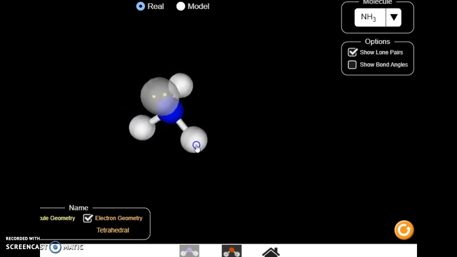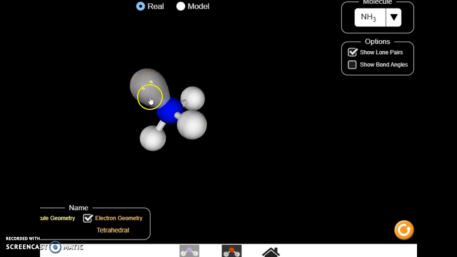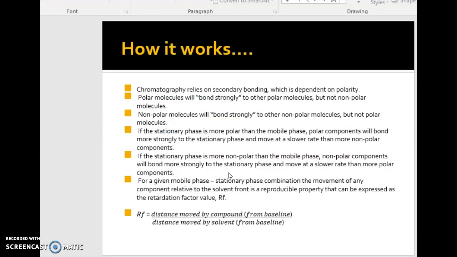So yes, here we've got ammonia with its lone pair of electrons. If you remember, we were talking about polar and nonpolar molecules. This activity, or this little video I should say, is giving you a bit more information about chromatography and what the basis for it is, so it can help you with all the other types of chromatography around. As it says in the first part, chromatography relies on secondary bonding, which is dependent on polarity.